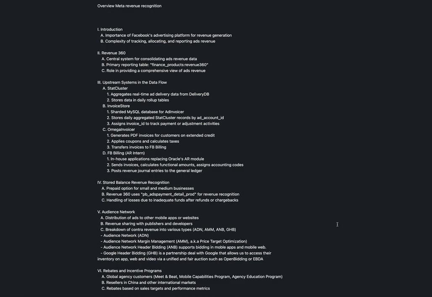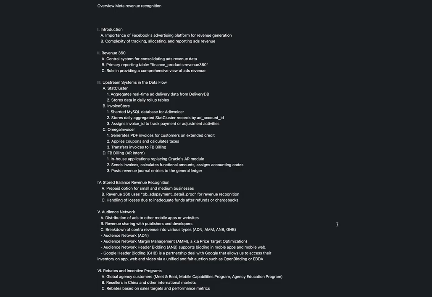So central to all this is a tool called Revenue 360. What this tool does is basically all other tools roll up into Revenue 360. It's a central system that consolidates all the revenue data, and the primary reporting table here is under finance products, Rev 360. The idea is by having everything come in here, we get to have all the data.